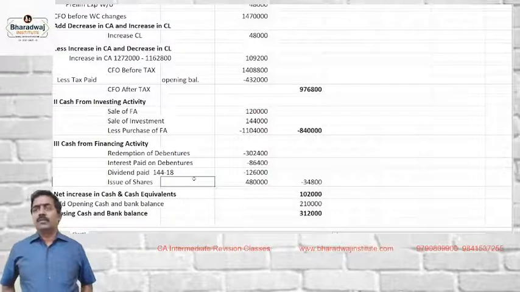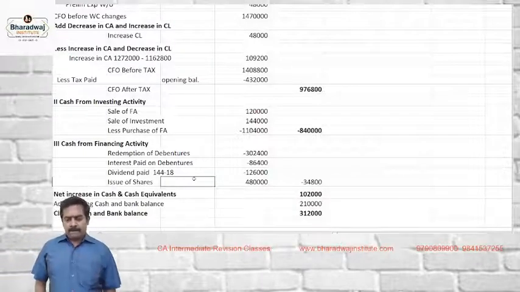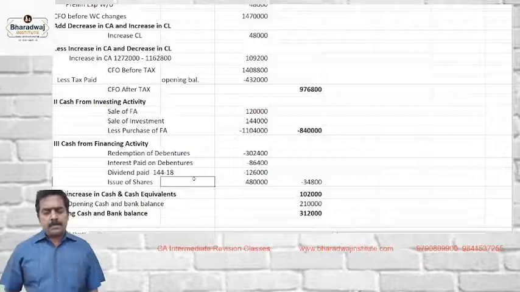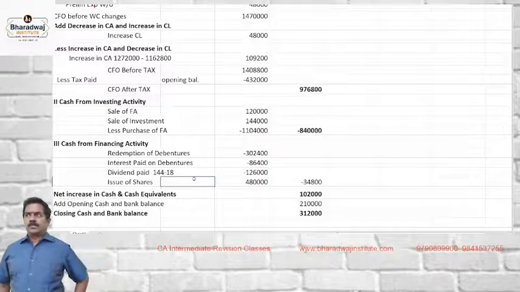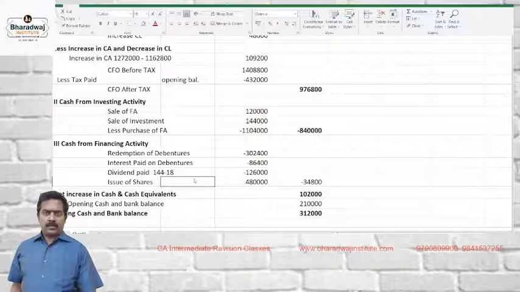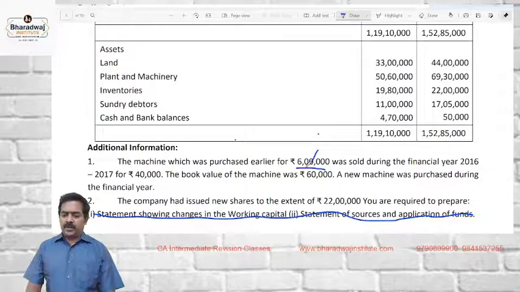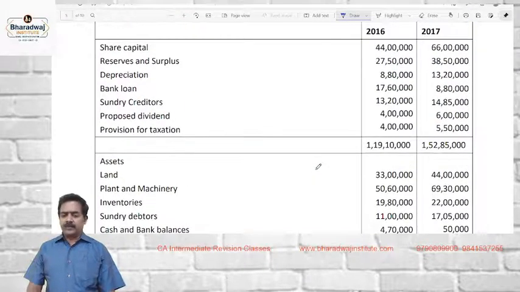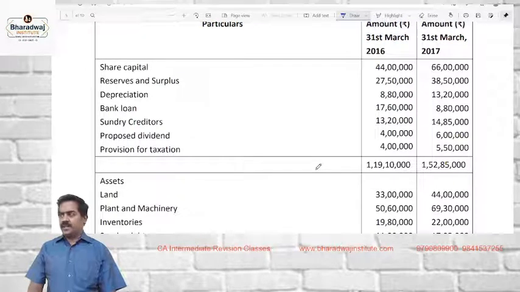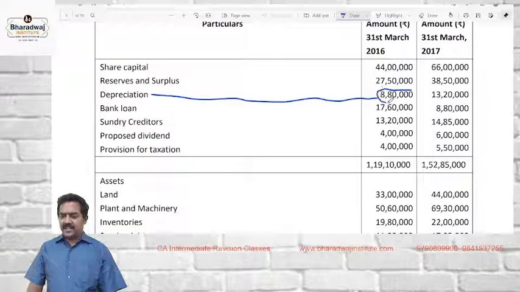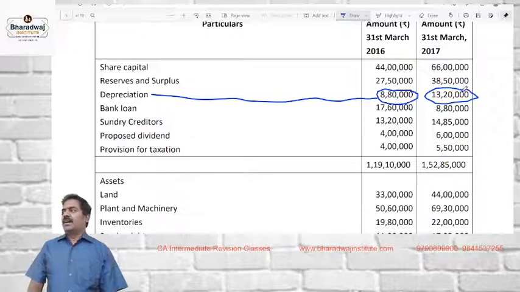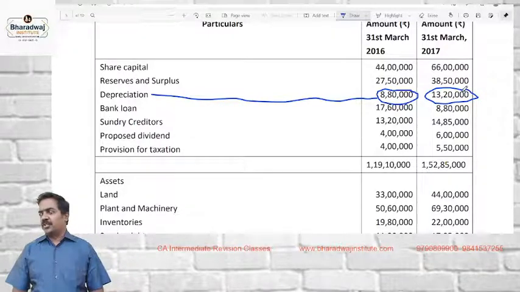Try question number which one? 2 on your own. In this problem, what doesn't matter in adjustment number 1? Cost of the machine doesn't matter because we are not given provision for depreciation separately. We are not given provision for depreciation separately? No. Look at the liability side, they have given which one? Depreciation. This is nothing but what? Accumulated depreciation. Nothing but accumulated depreciation.